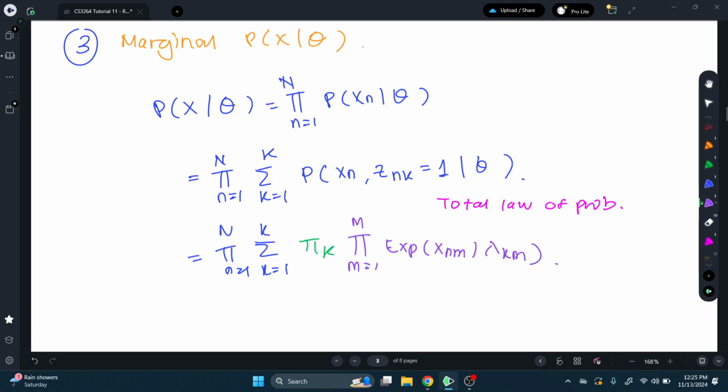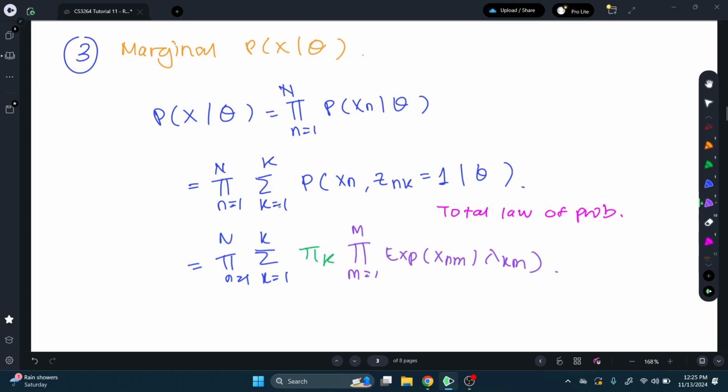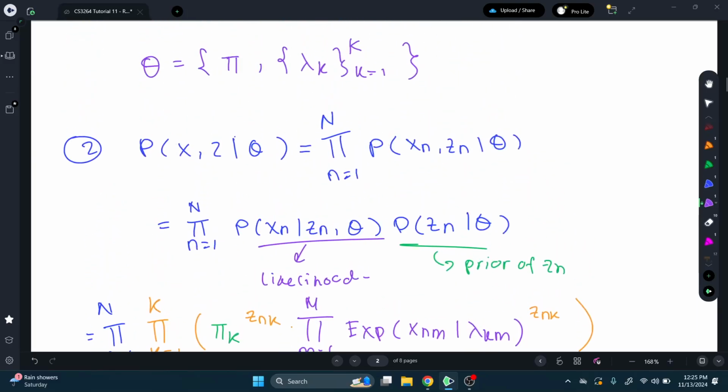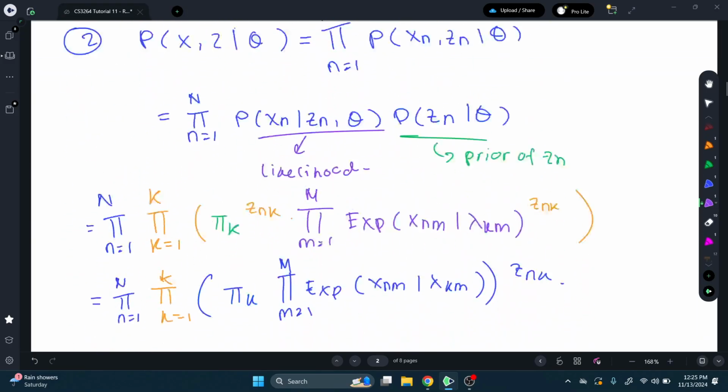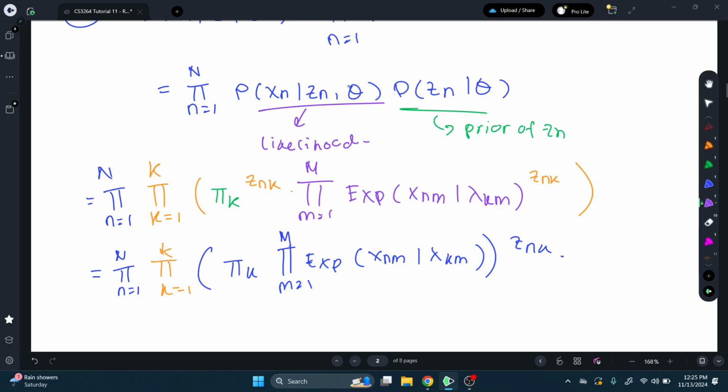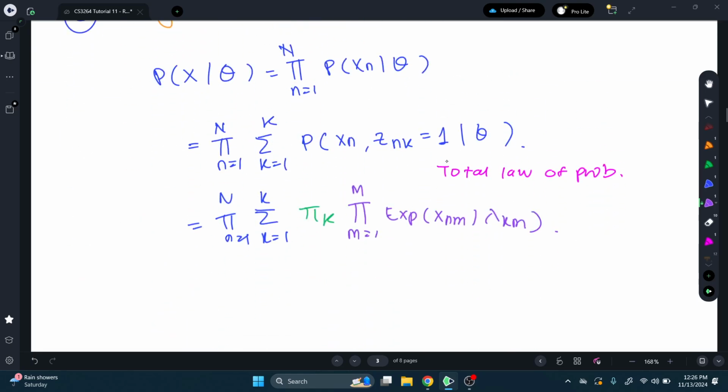Okay, notice here that I don't even have to put the raised to z n k anymore, because at this point I already assume that I will have a certain k. Whereas here, initially I didn't have that k value, so I will have to point out that indicator value for that certain k. That's why I put this z n k. So this z n k actually works as an indicator function. Here, because we already have a given k, we don't have to use that indicator function anymore. Okay, any questions?